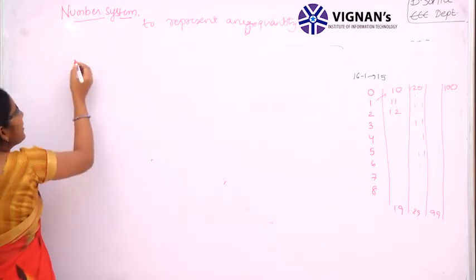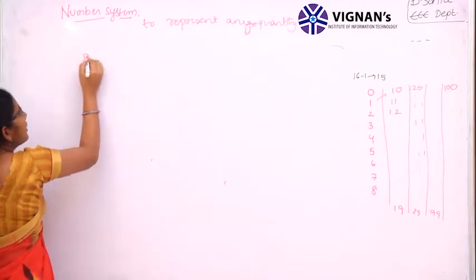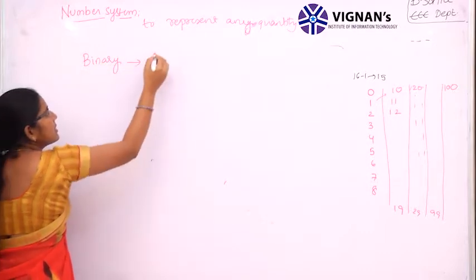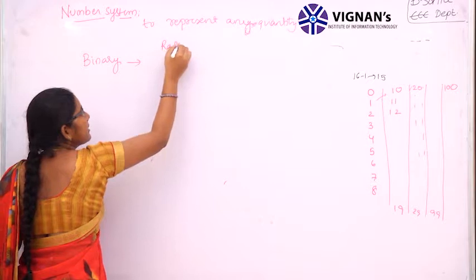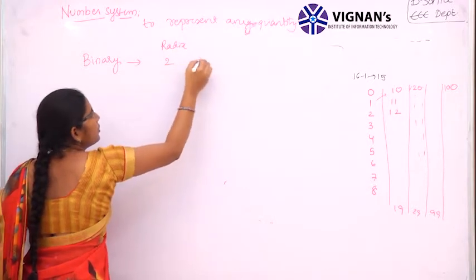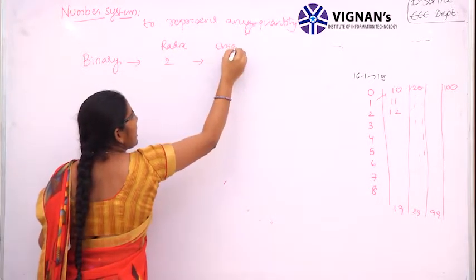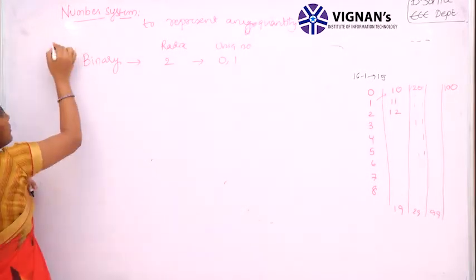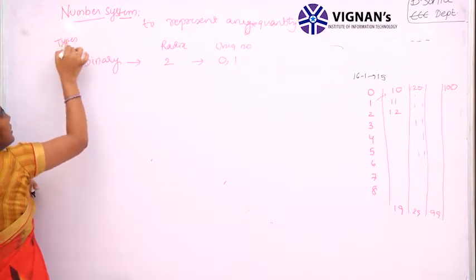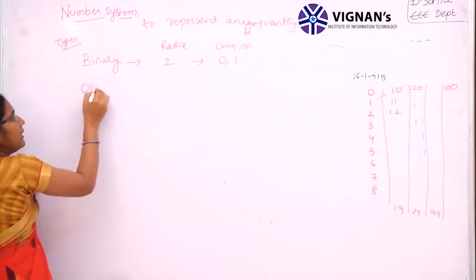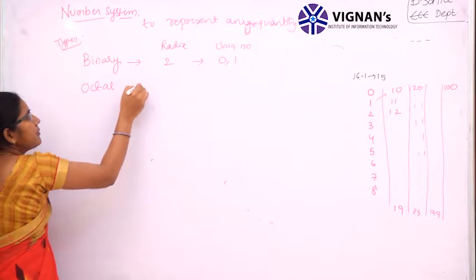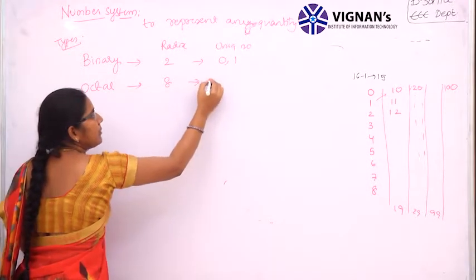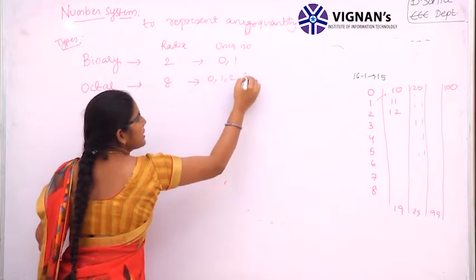We are having different types of number systems. Binary. This number system is having a radix 2 and unique numbers are 0 and 1. The types of number systems. And next we are having octal number system. Octal number system radix is 8 and unique numbers are 0 to 7.